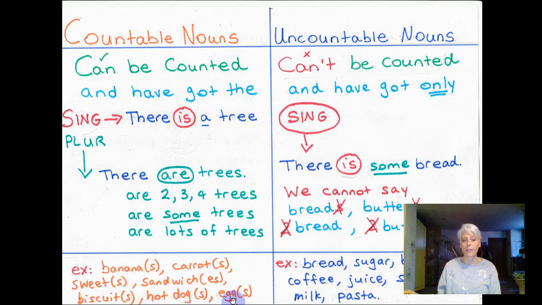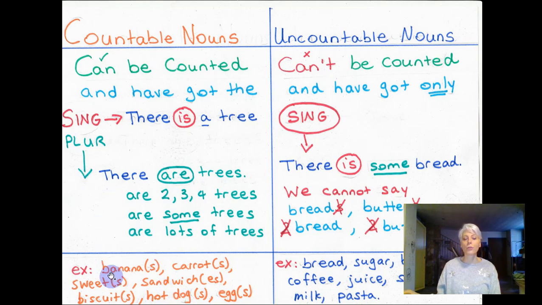Egg, eggs. So, if I want to say there is 1 banana, I say there is a banana. There is a carrot. There is a sweet. There is a sandwich. There is a biscuit. There is a hot dog. And there is an egg.